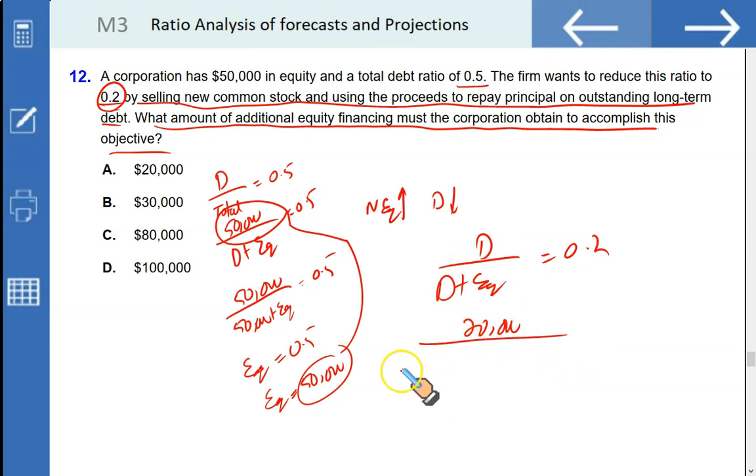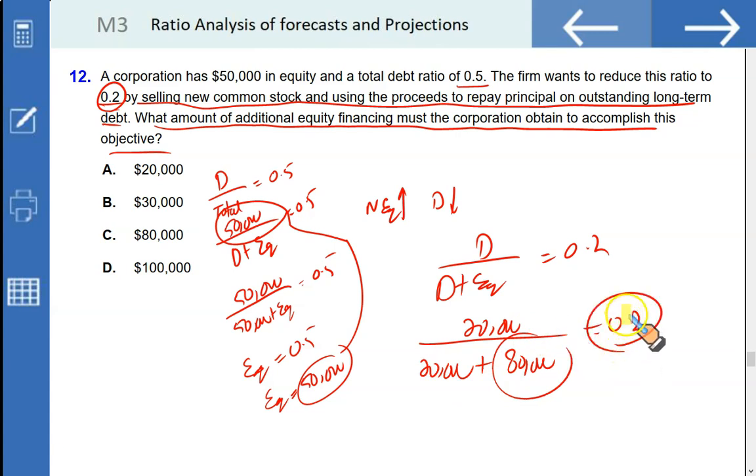The denominator must be 100, and for that equity must be 80,000 in order for our debt ratio to be equal to 0.2. Now, since we already have 50,000 equity in issue, in order to raise the equity level to 80, we must issue 30,000 of additional equity, and this amount would be used to pay off our debt, and debt will fall from 50 to 20. So things are in balance, so that makes B the correct option.